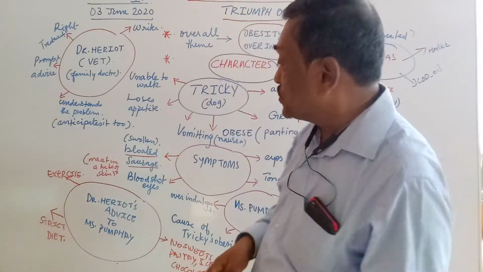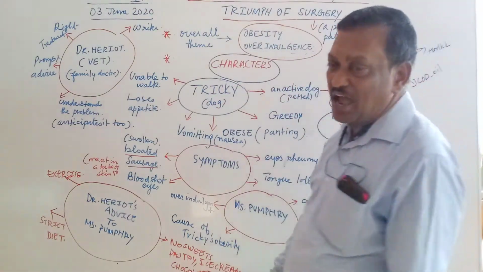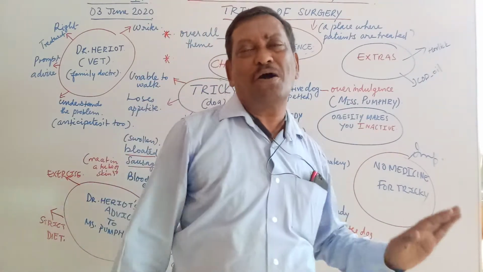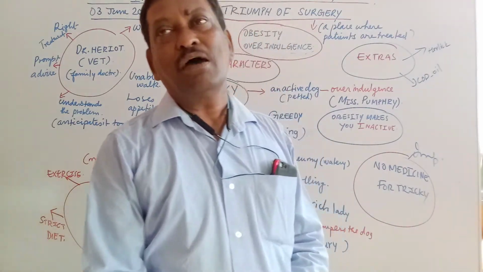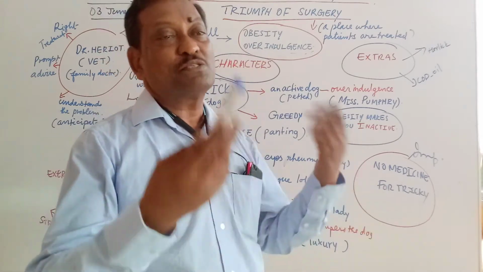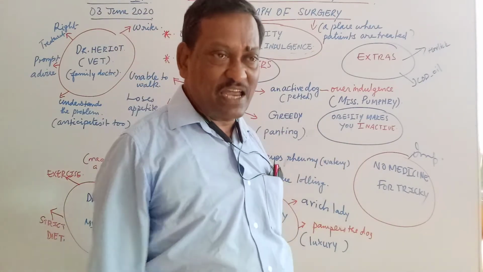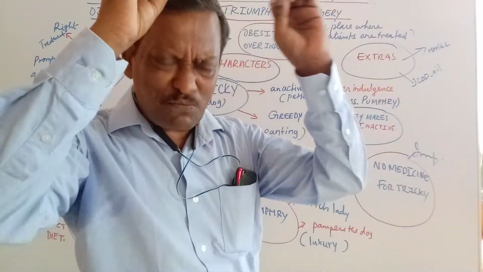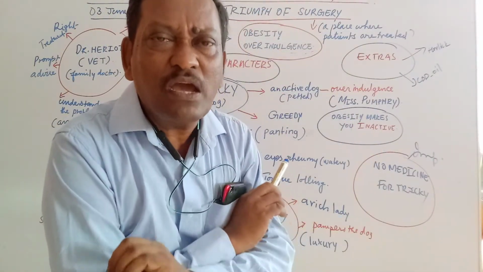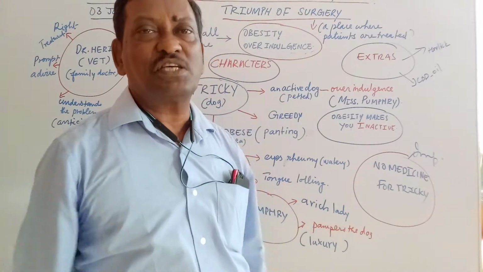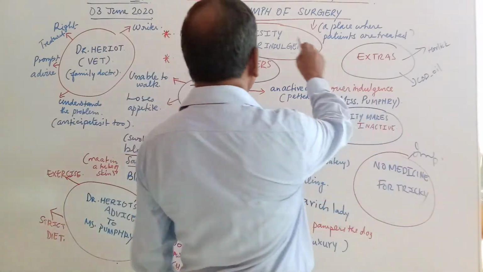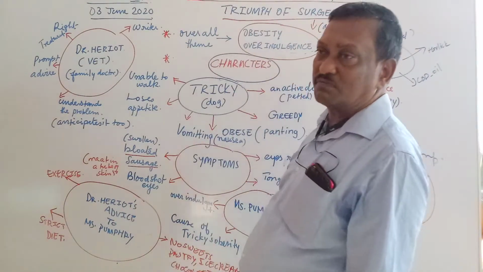So we can understand that Tricky was a dog which did not belong to an ordinary family, but was a dog petted by one of the richest ladies and born on the lap of luxury. He was meant to enjoy everything that was of the best quality, nothing less than the best. So this is known as overindulgence.